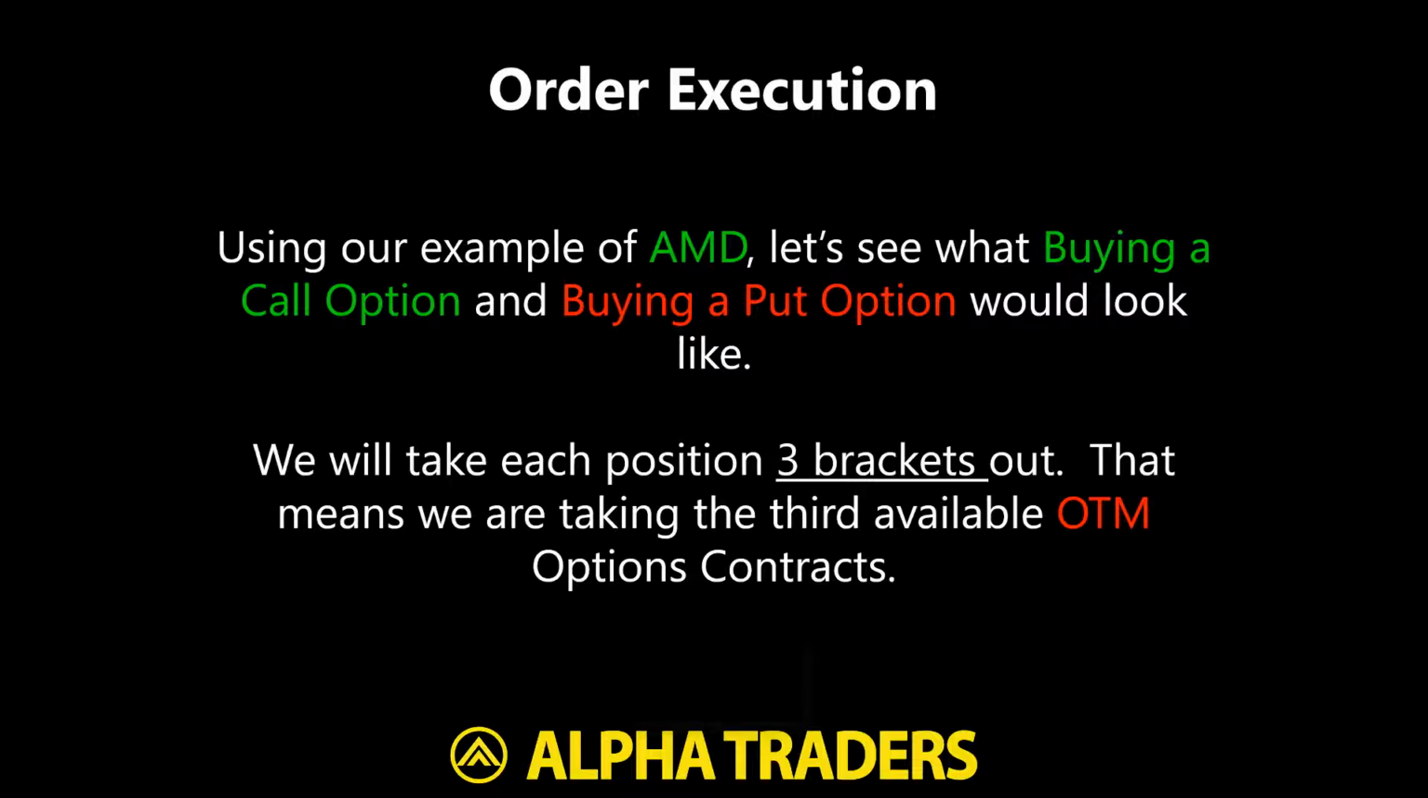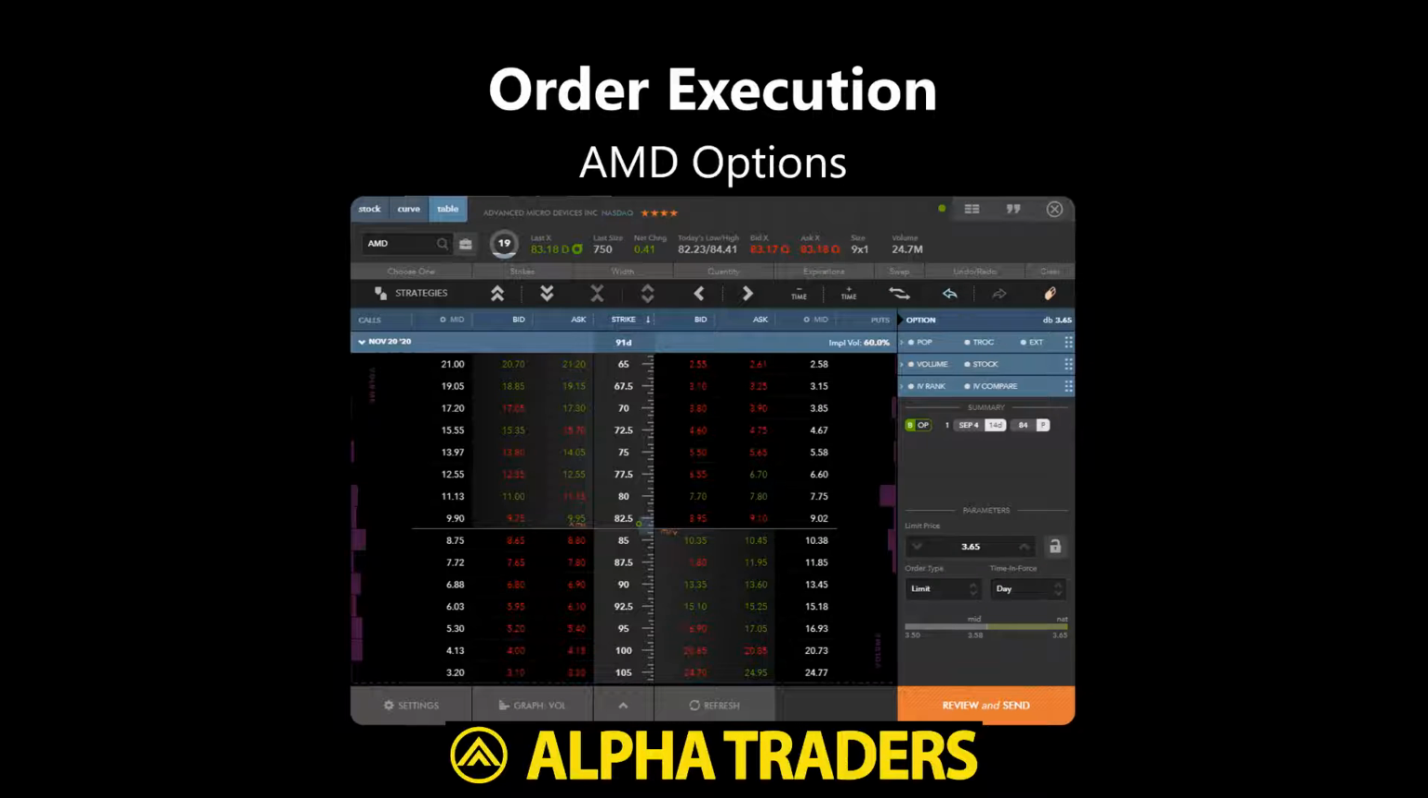So using our example of AMD, let's see what buying a call option and buying a put option would look like. We'll take each position 3 brackets out. We spoke about brackets in the last video, and that means we're taking the third available out the money options contract. So here is the same table we looked at before. As we can see, the November 20th, 2020 strike, 91 days away at the time the screenshot was prepared, and again, from 65 to 105, current price 83.18. That might be slightly different, but it's still in that same ballpark, 82.50 and up.